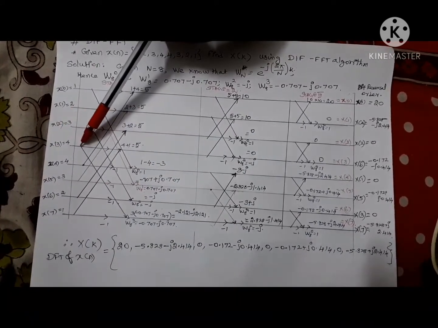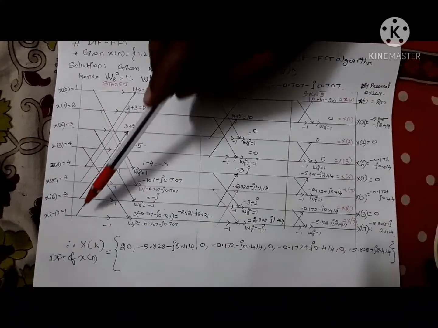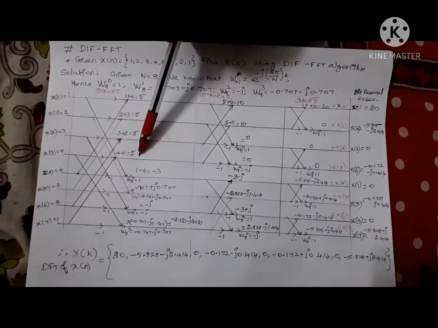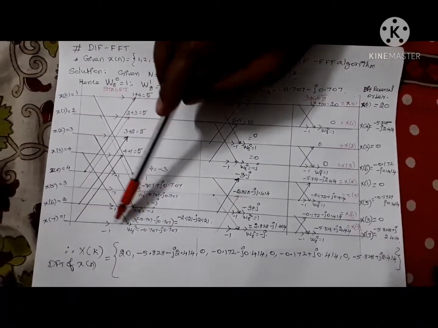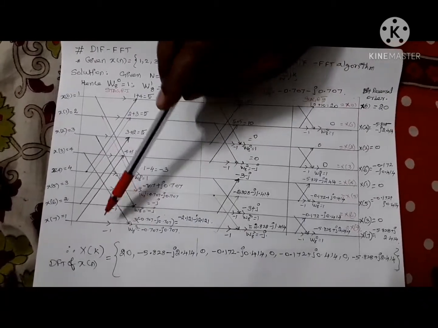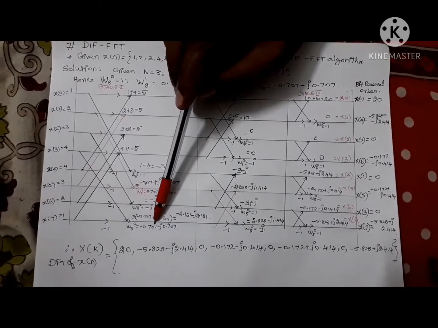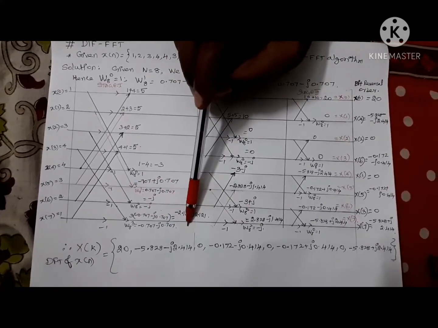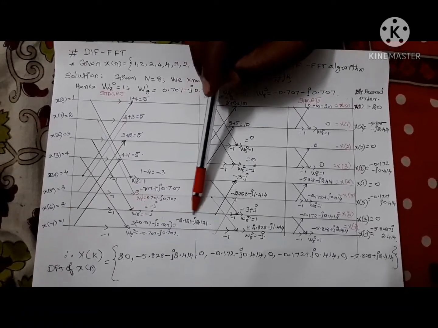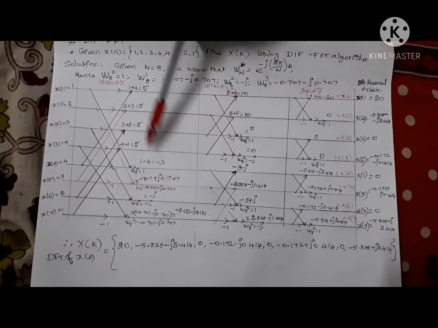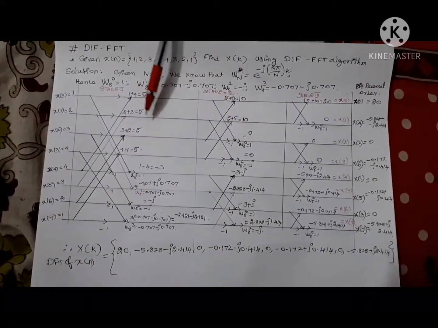Then again, this is the last one: the fourth line and the eighth. The 4 comes as it is, the 1 goes up, and added together 5 comes. Then the 4 comes down, where 1 takes minus 1, giving minus 1. Here 4 minus 1 is 3. Then 3 is multiplied with W8 power 3, which is minus 0.707 minus j 0.707. Multiplying by 3 gives minus 2.121 minus j 2.121. This is the stage 1 output.